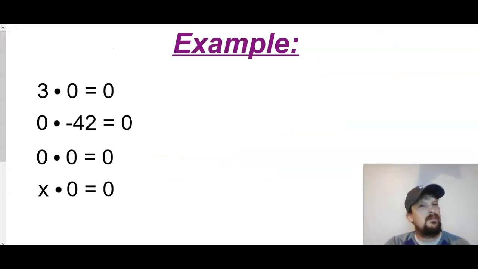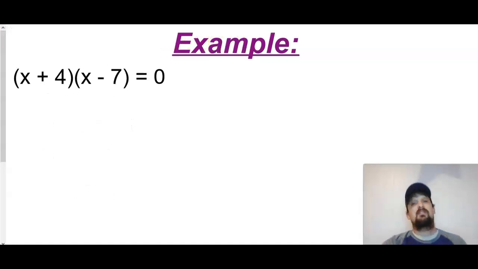All right, so what this means, some examples of the zero product property would be 3 times 0 equals 0, 0 times negative 42 equals 0, 0 times 0 is 0, and x times 0 is 0. So essentially, you guys have known this since elementary school, that the zero product property says anything times 0 equals 0. And either term can be 0. It doesn't matter if your first term is 0 or your second term is 0. When you multiply them together and one is a 0, your answer will be 0.